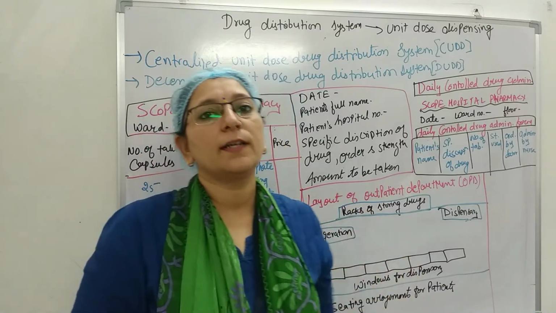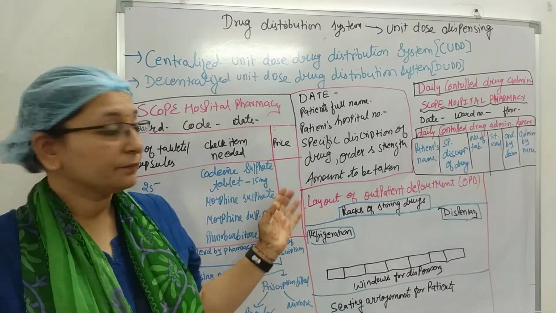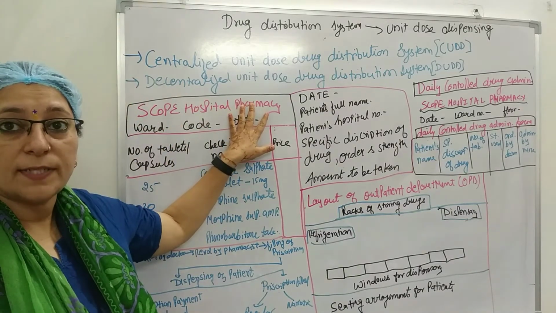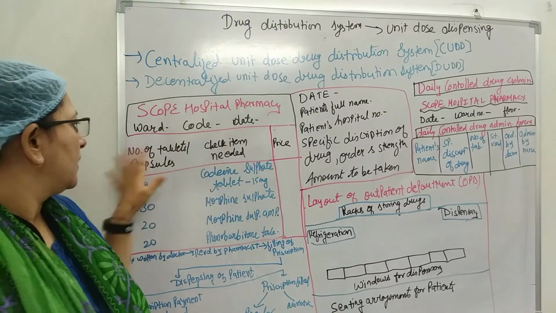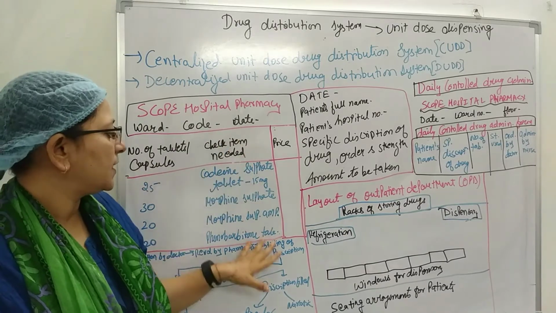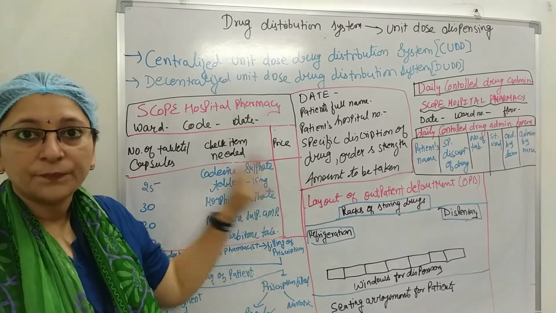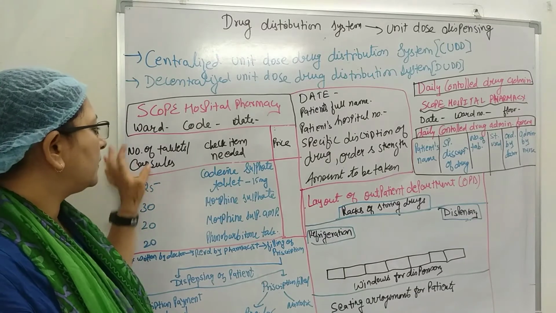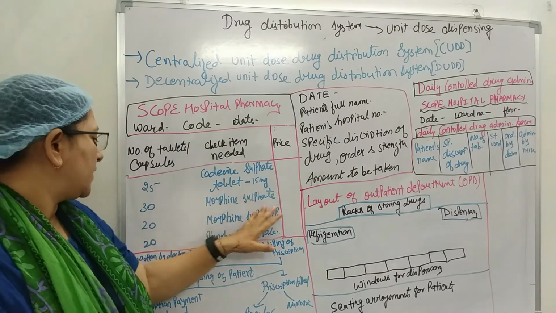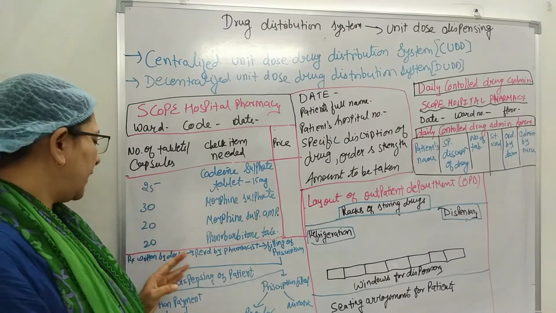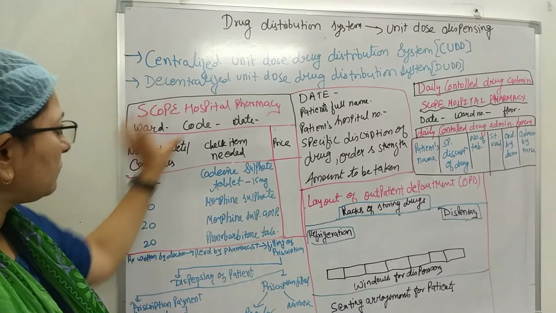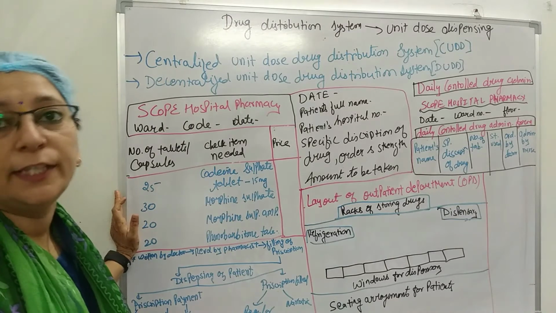Requisition form for ward stock controlled substances. So, this has the name of the pharmacy, ward, code and date, number of tablets or capsules which should be given, checked items, which is the checklist of the items, and the price. Like 25 tablets of codeine sulfate, 30 of morphine sulfate, 20 morphine sulfate ampules and 20 phenobarbital tablets. So, this is the form which should be filled.